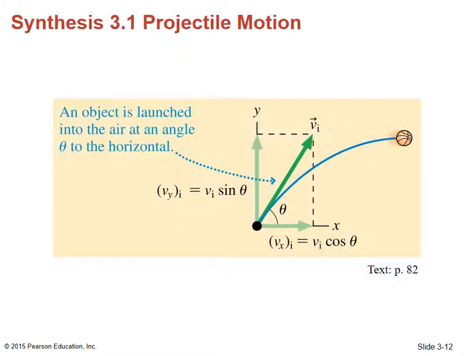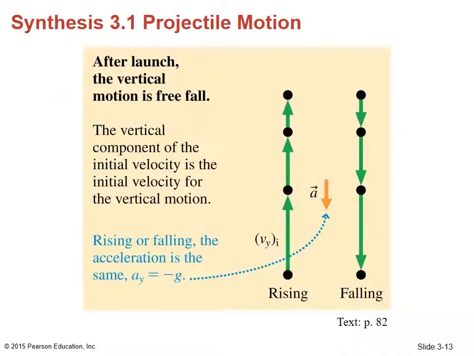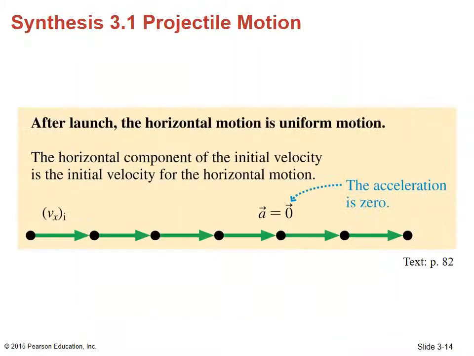An object is launched into the air at an angle theta to the horizontal. After launch, the vertical motion is free fall. The vertical component of the initial velocity is the initial velocity for the vertical motion. The acceleration is due to gravity and points down, negative. After launch, the horizontal motion is uniform, unaccelerated motion. The horizontal component of the initial velocity is the initial velocity for the horizontal motion. The acceleration does not change, and the horizontal velocity is constant throughout the flight.